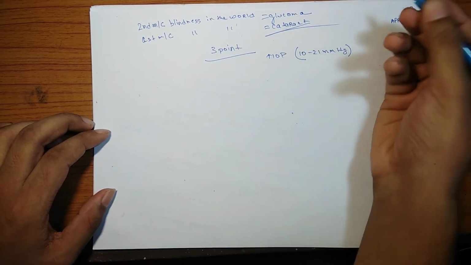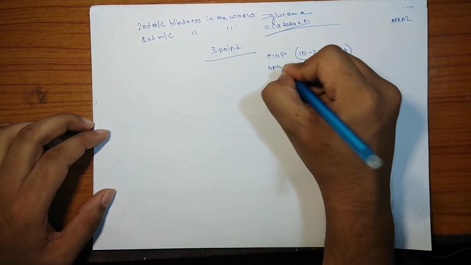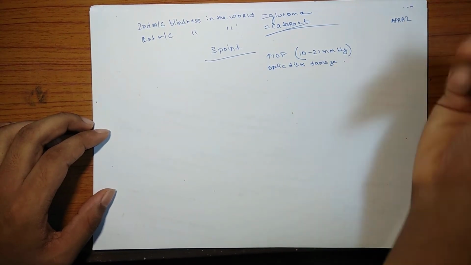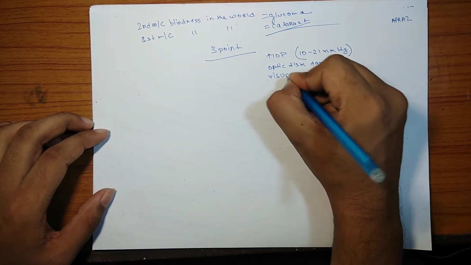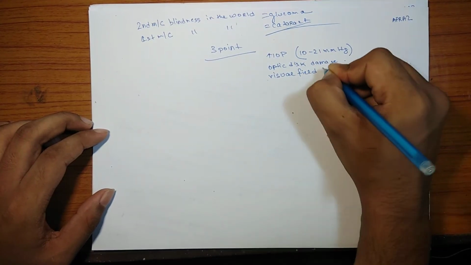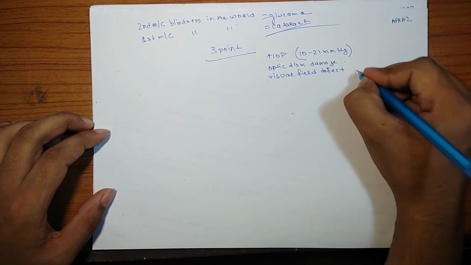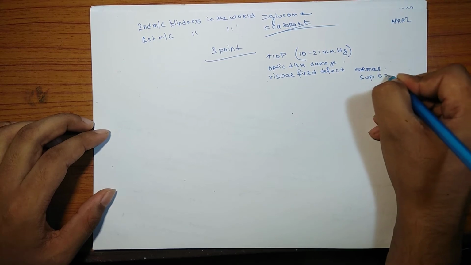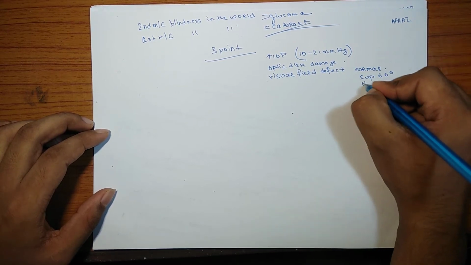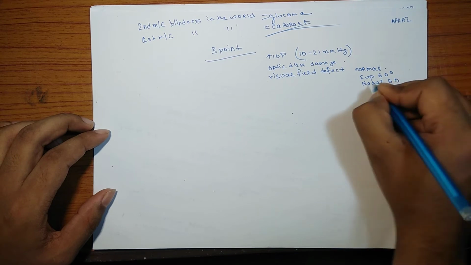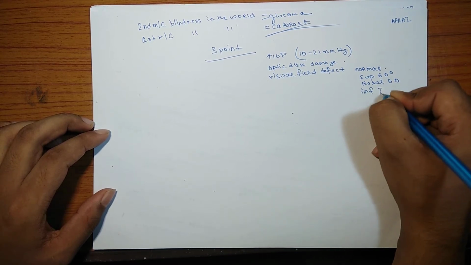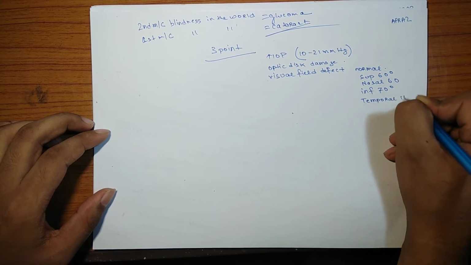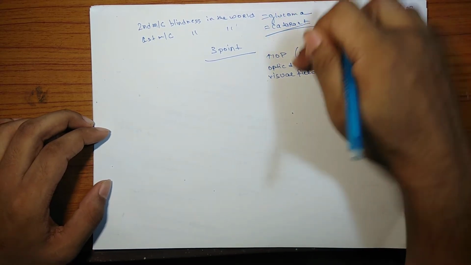With this we have the optic disc damage. And with this we have visual field defect. The normal is: superior is 60 degrees, nasal is again 60 degrees, inferior is 70 degrees, and temporal is 100 degrees. So these are the 3 parameters.